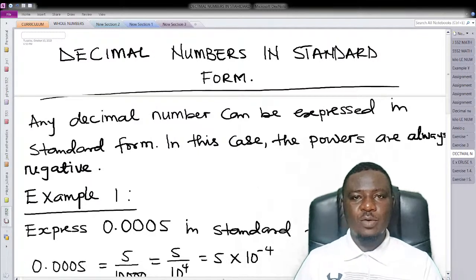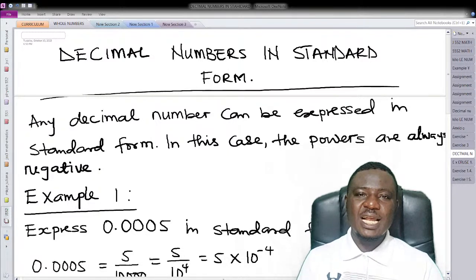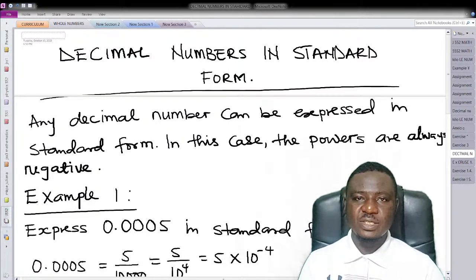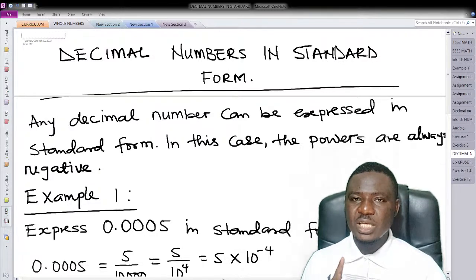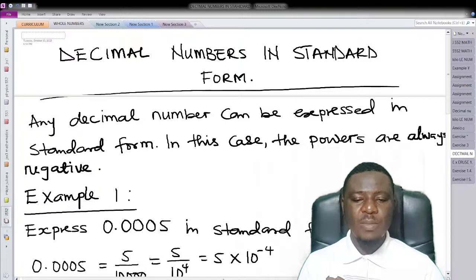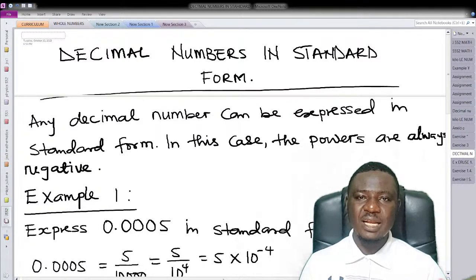Good day and welcome to today's class. Today's class is a continuation of our previous classes on GSS2 mathematics. In today's class, we shall be looking at decimal numbers in standard form. How can we express decimal numbers in standard form?